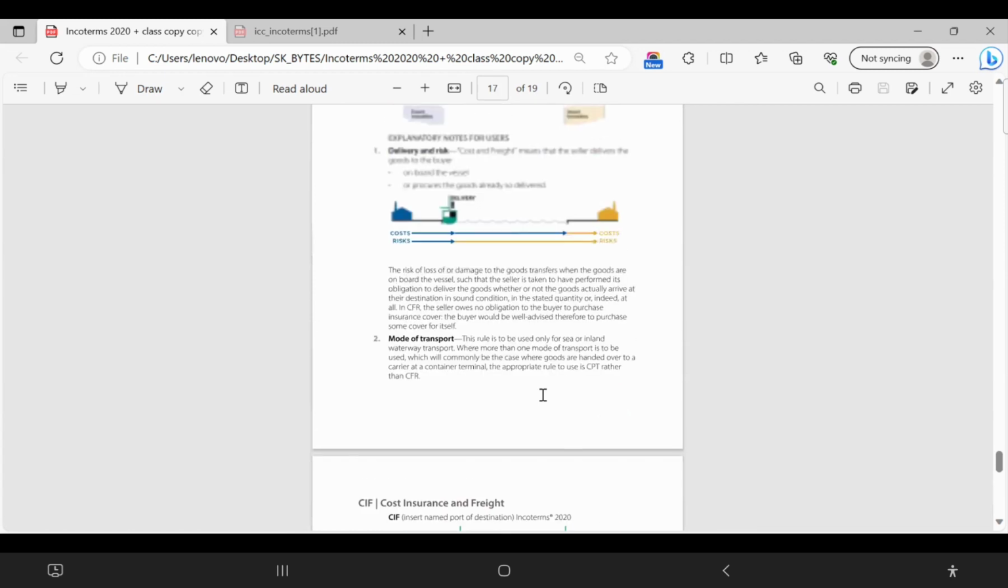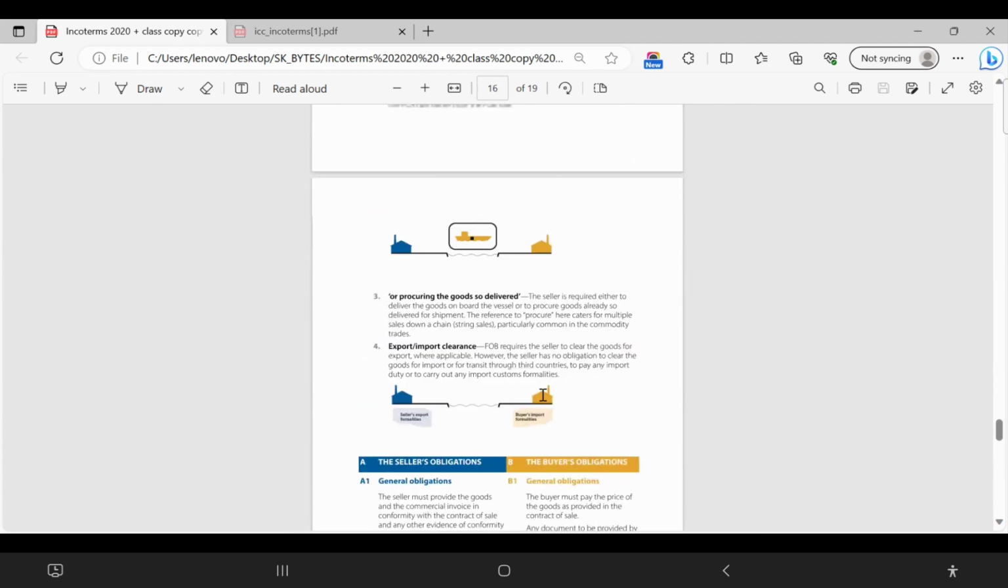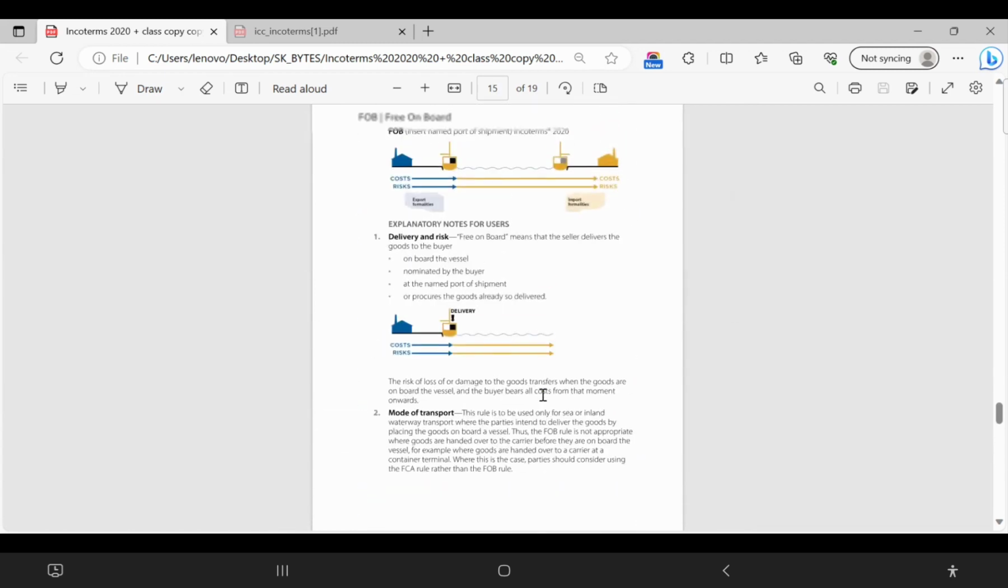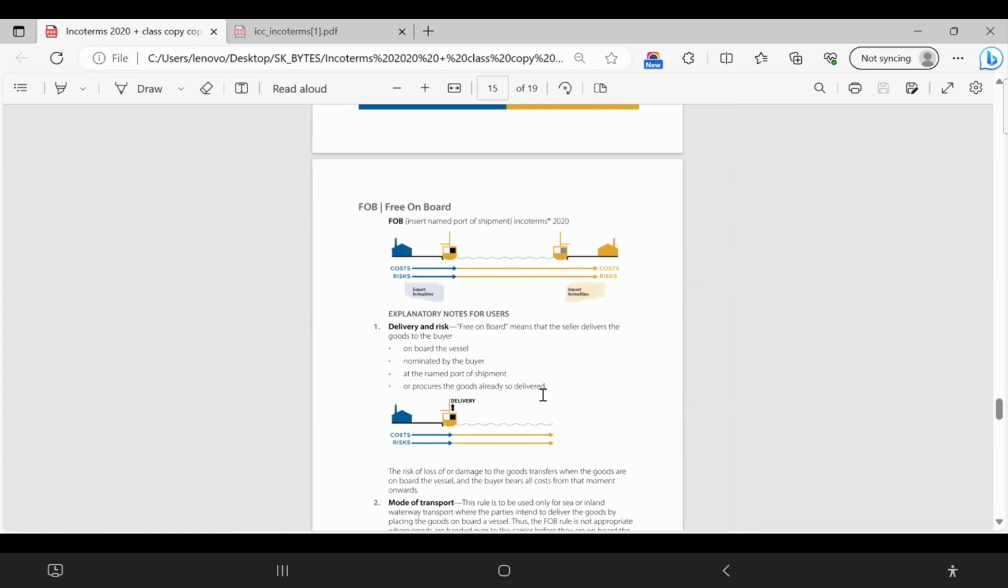So we discussed four terms from the waterway transport group: FAS, FOB, CFR, and CIF.